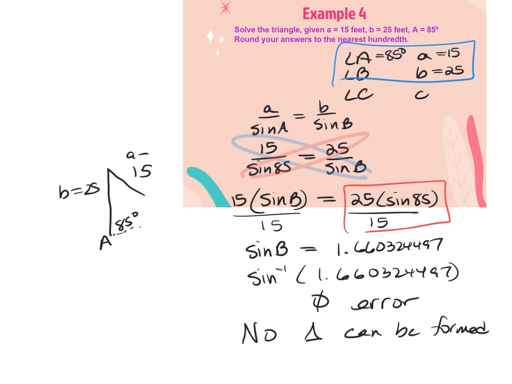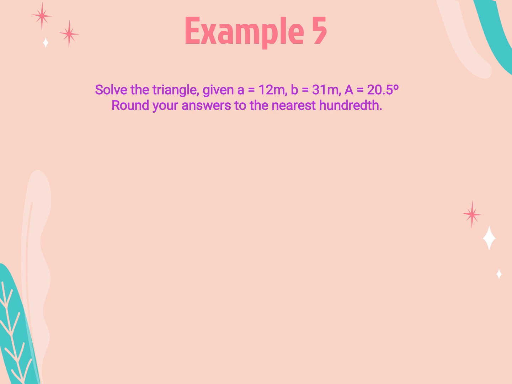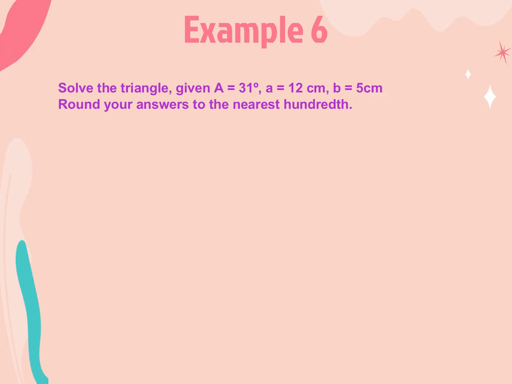So again, knowing what sine can be, a number between -1 and +1, as soon as I saw it was 1.6, that should have been a clue. Wait a minute, I don't even have to put it in my calculator. I know it's not going to work, and no triangle can be formed. So on WebAssign, you're going to type in impossible. Okay, so we're going to skip over 5 for today. We'll do it tomorrow. So let's try example 6.